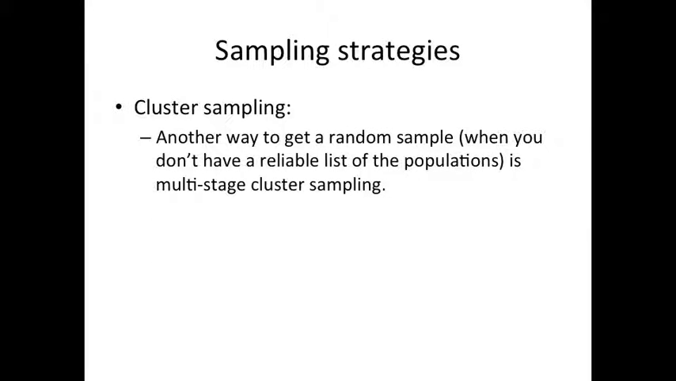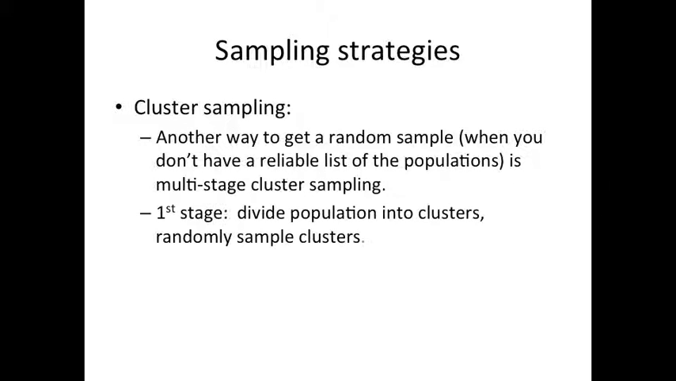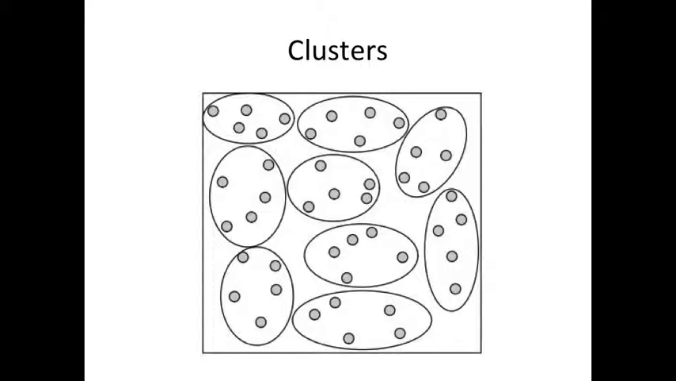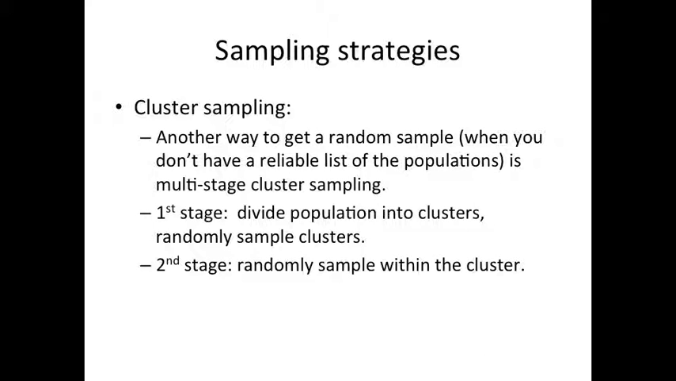If it's too cumbersome to randomly sample from the entire population, multi-stage cluster sampling is a good option. Using this method, first the population is divided into clusters of about the same size. Then, you randomly select a few of those clusters. In the second stage, individuals are randomly selected within each cluster.